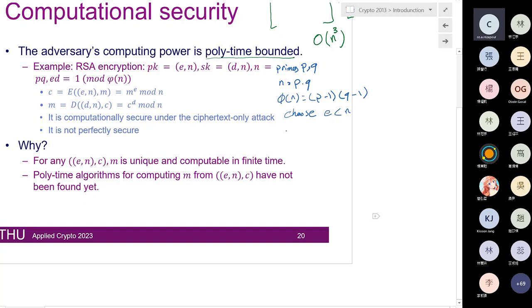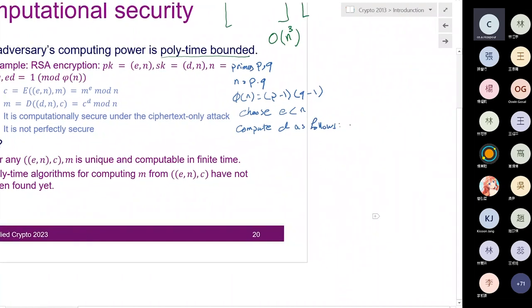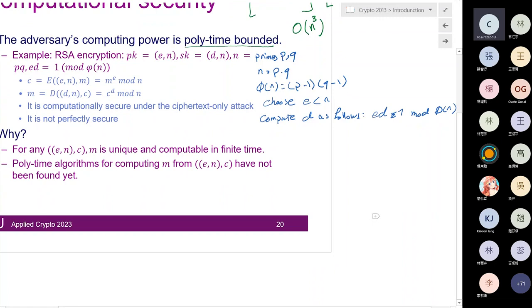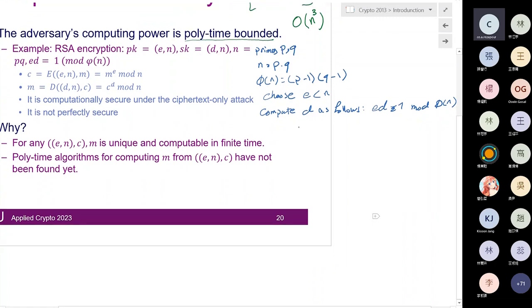And then we would compute D as follows. We would compute D, the secret key, so that we satisfy this equation: E times D is equivalent to 1 mod phi of N. Okay, so this is how we would generate the public key and a private key. So now that this is computed, the public key of this user is going to be E and N, and the private key is going to be D and N.